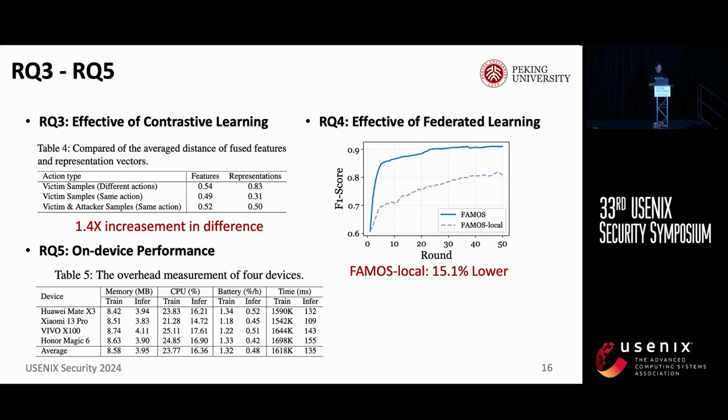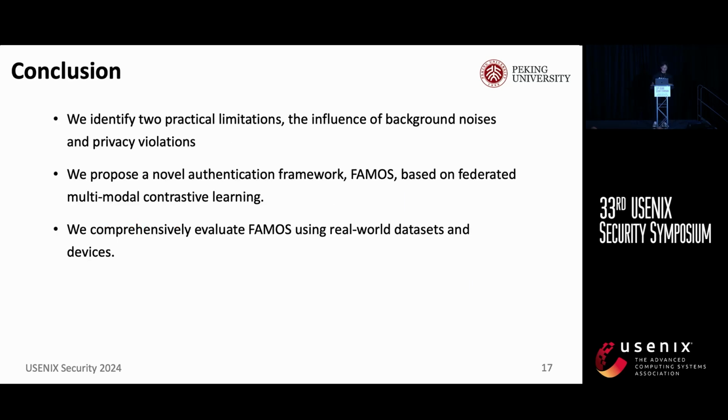And the fourth is the effectiveness of federated learning. We can see that without federated learning, FAMOS local will have 15% lower performance than FAMOS. And the last one is the on-device performance. We can observe that FAMOS runs with relatively low overhead on devices, which means FAMOS can provide robust authentication services without disturbing users' daily usage in payment apps.